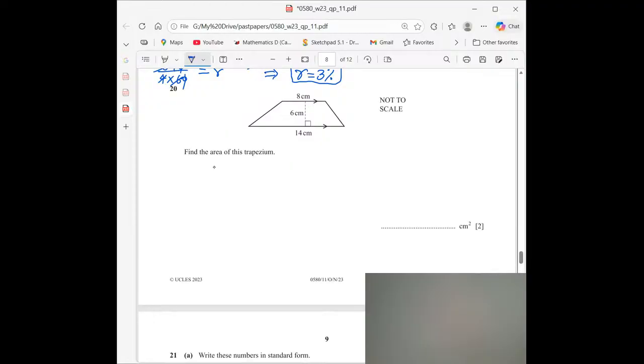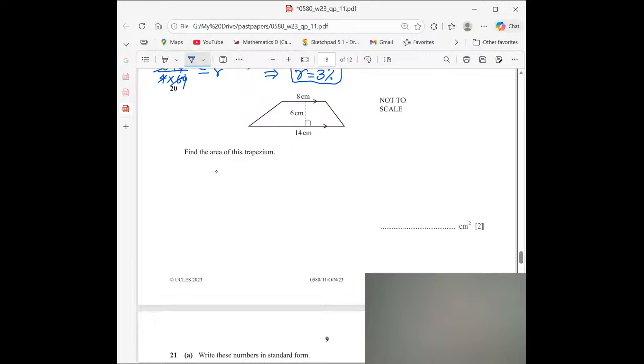We are solving this IGCSE 0580 question paper 11 of October November 2023. Another question is before us, which asks us to look at this diagram. This diagram is called a trapezium, and its area is required. So let us find the area.